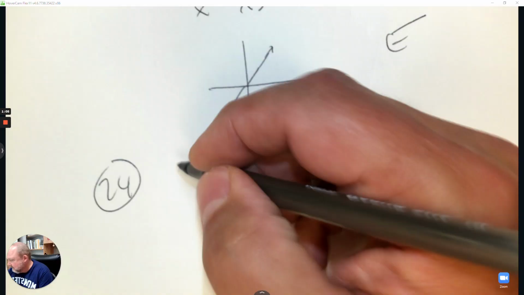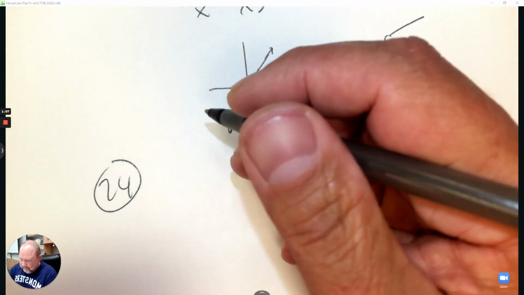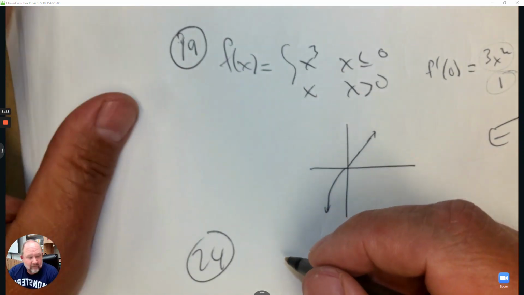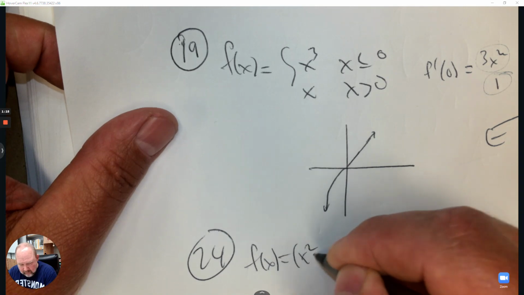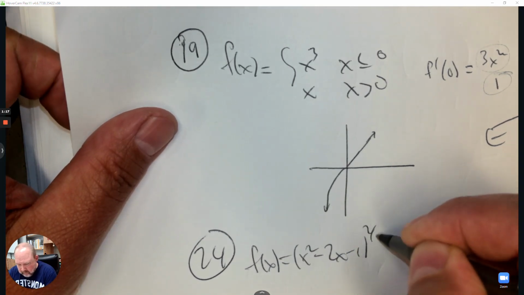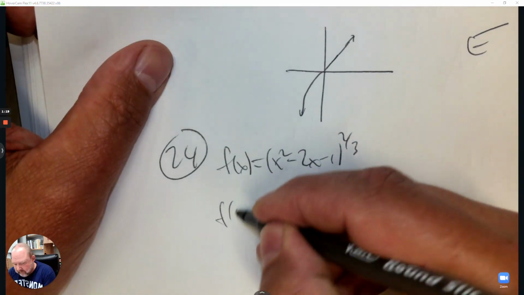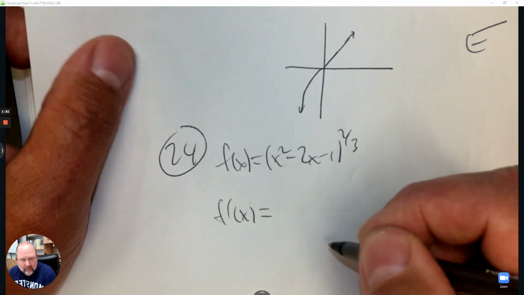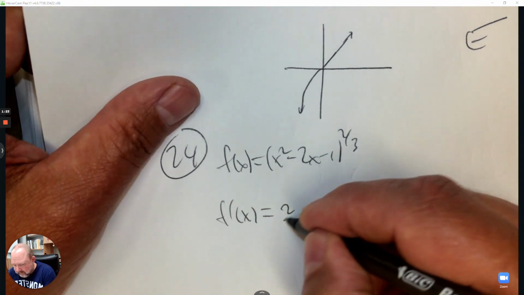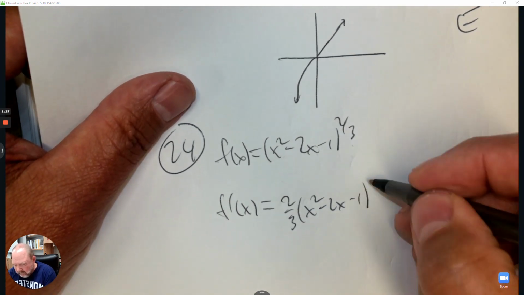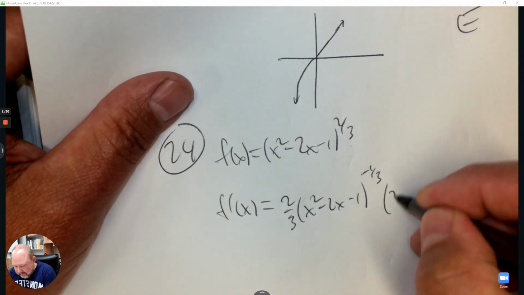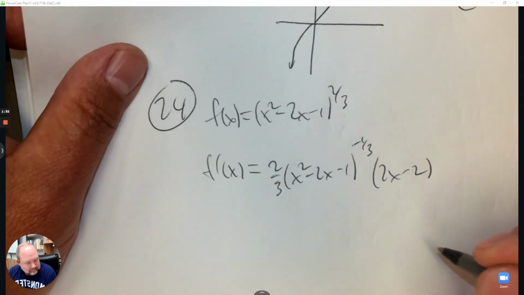24. Just go with it. Let me rearrange the book here so I can figure this out. So f of x equals (x squared minus 2x minus 1) to the 2/3. Take the derivative. These are the easy questions we really want to get right. So we multiply 2/3. Remember there's a hook. Subtract 1, 2 take away 3 is negative 1/3. Then the hook at the end.